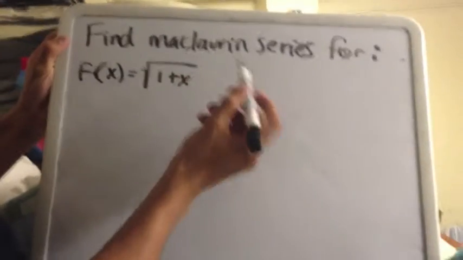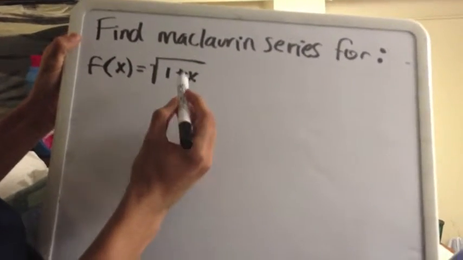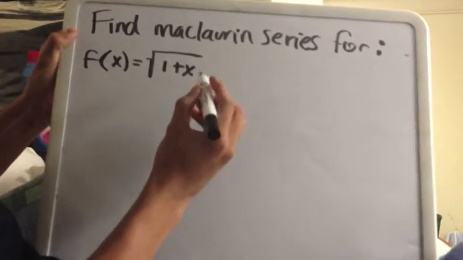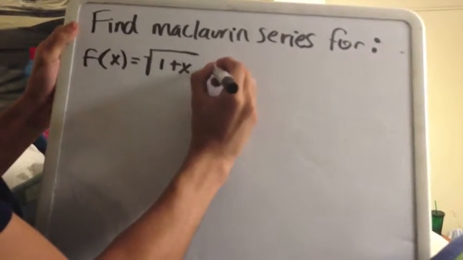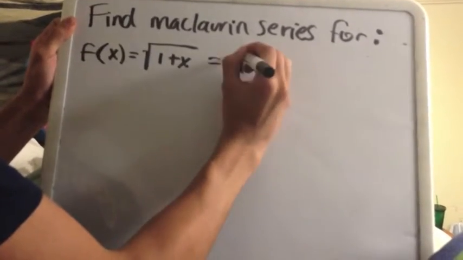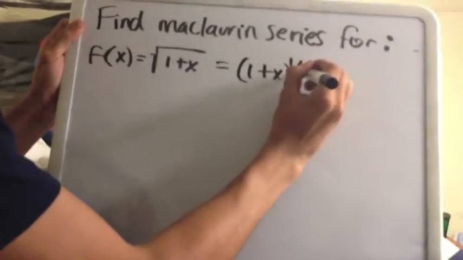Hi, my name's Gus Gonzalez, and we're going to work on this problem here. We have to find the Maclaurin series for f of x equals the square root of 1 plus x. And we can rewrite this as (1 plus x) to the 1/2.